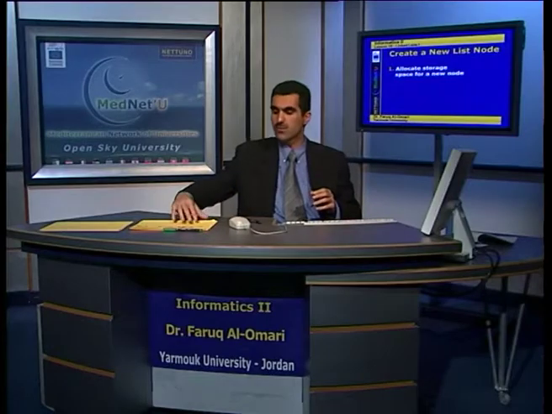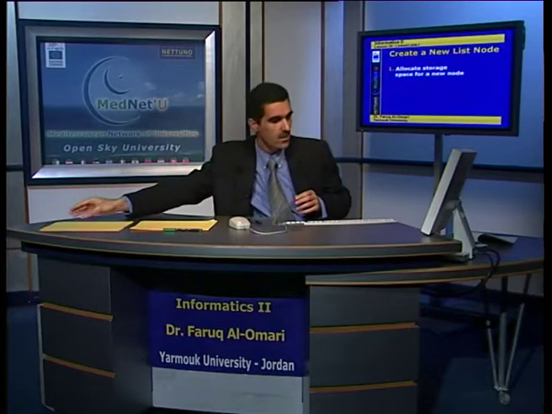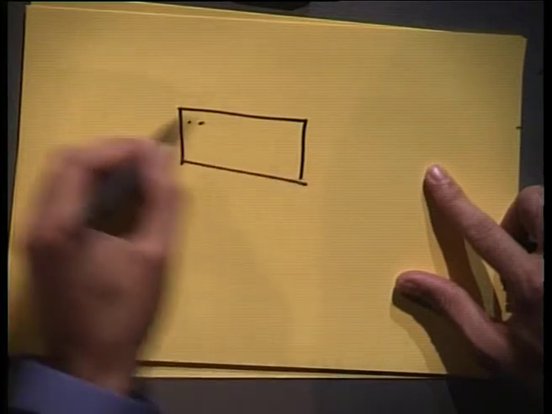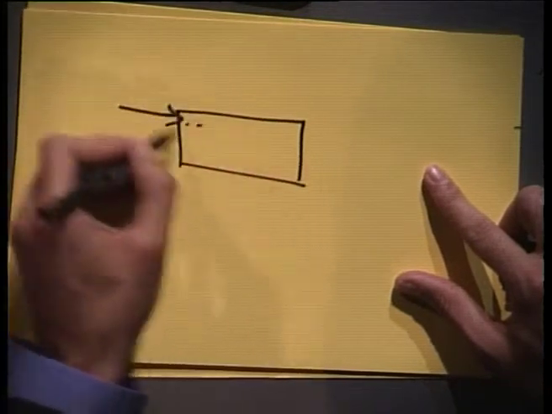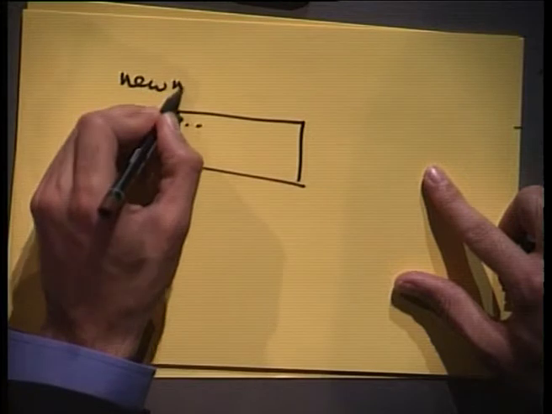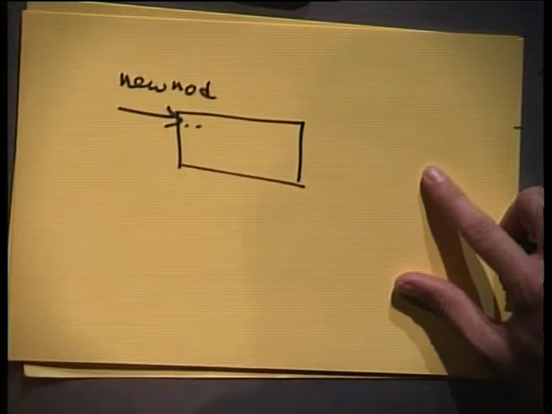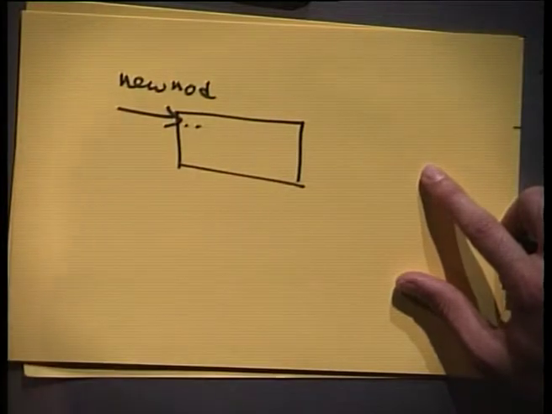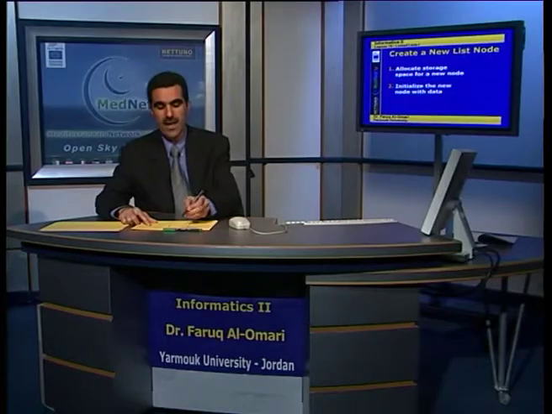To create a new node, what do I need to do? Step number one, I need to allocate storage for the new node. The space is not already allocated. It's not like the array. I don't have space for that. So the first thing you need to do is to create a space in the memory for the new node, and make some pointer point to it. Step number two, initialize it.